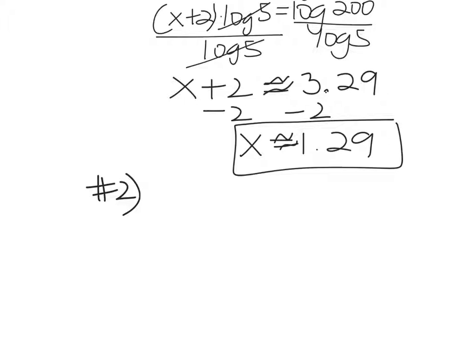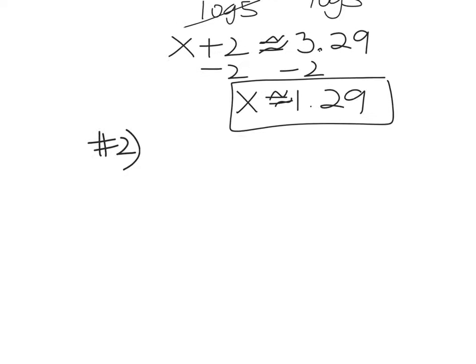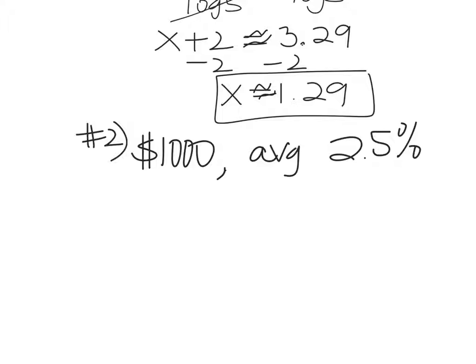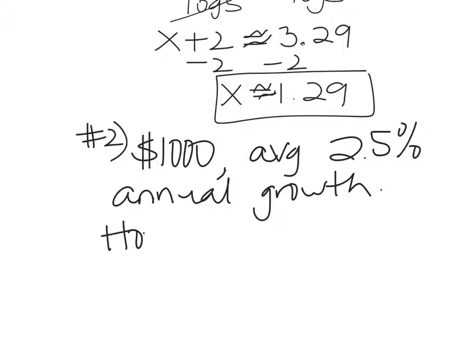The next one's actually a word problem, and then there are some that are going to be things you haven't seen. Let's say that you bought a mutual fund for $1,000, and it's going to average 2.5% annual growth. We did this a while ago, but now we're going to solve it algebraically instead of graphically. How long will it take to triple?